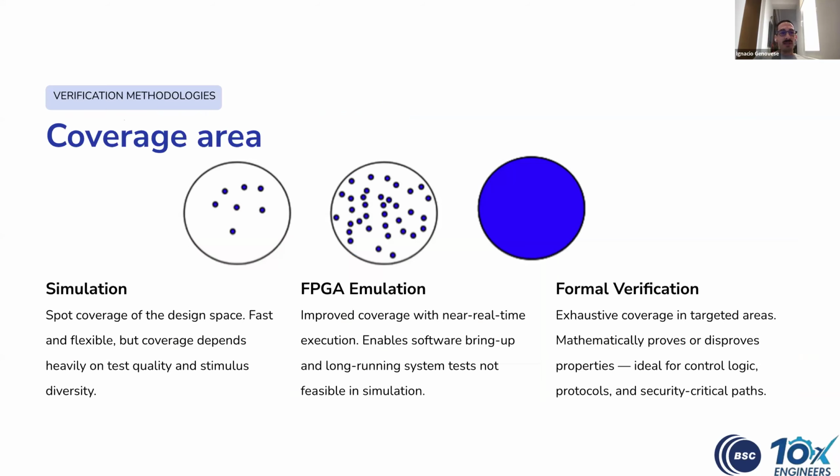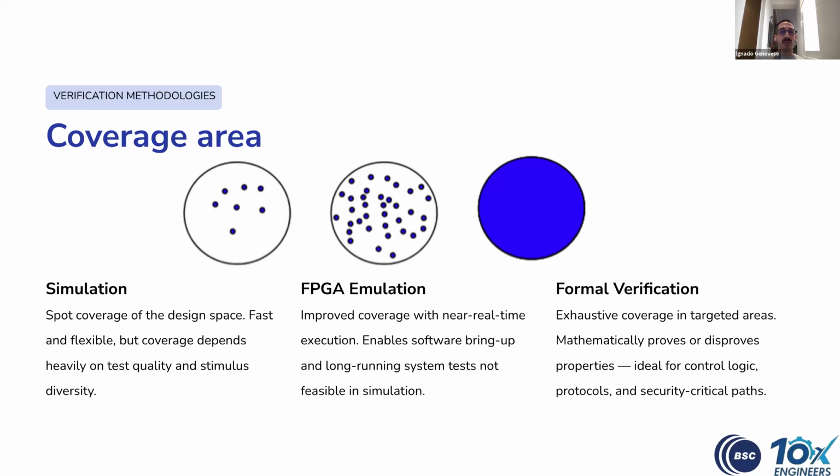And here we can visualize the coverage area for each of these methodologies. In simulation, we spot coverage of a design space. This is fast and flexible, but the coverage depends on the test quality. If we think of this as exploring a dark room, for example, this would be like turning on a flashlight. You only see where you are pointing at.